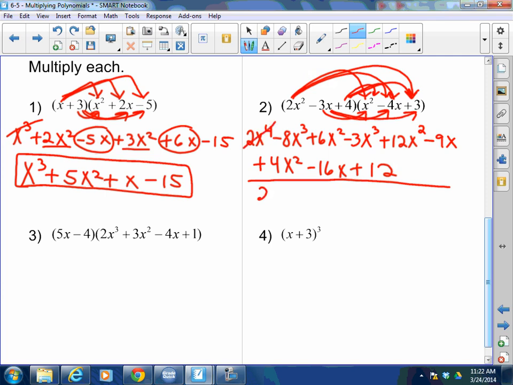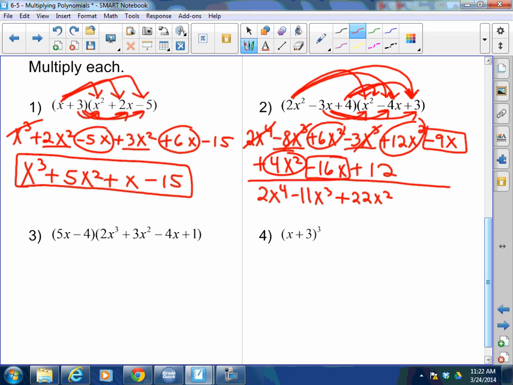I have 2x to the fourth. No one else can combine with that. Now I have a negative 8x cubed and a negative 3x cubed, which is negative 11x cubed. Very good. I have a 6x squared, a 12x squared, and a 4x squared. So what's that? 22x squared. Very good. Then I have a negative 16x and a negative 9x, minus 25x, and then last but not least, I have a 12. Does that make sense?